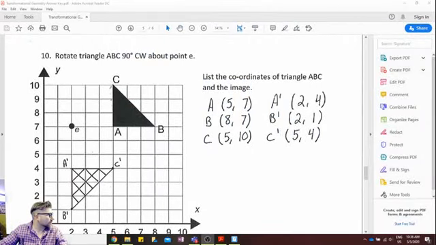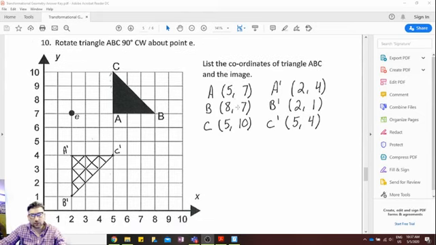So this is actually supposed to say question number 9, not 10 on the answer key. So the answer key, there it is. So it rotates this way. A1 is 2-4, which makes sense. B is 2-1, and C1 is 5-4 is the answer to that.